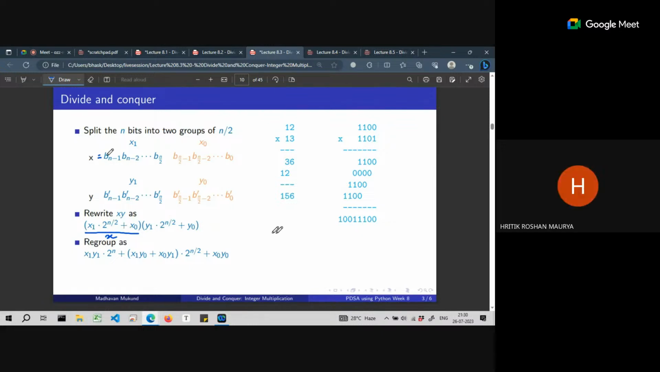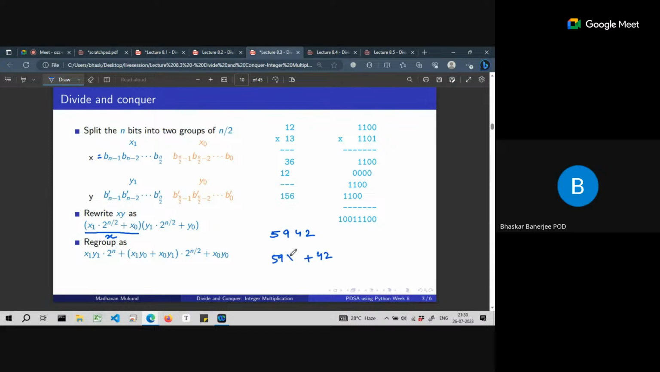Sir, did not get how it is breaking. So this 2 power n by 2 is basically base 2, no, sir? Yeah, exactly. If it is base 10 it will be 10 power n by 2. Exactly, that's what I am showing now. I have a number 5942. Can I write it like this? 59 into 10 power 2.